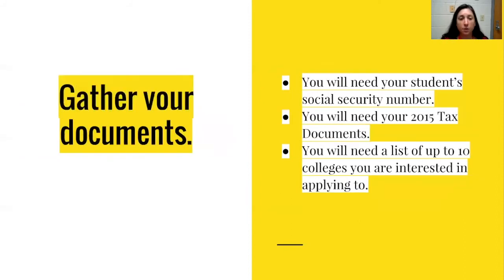Another great thing to do before October 1st is just to get your documents in order, gather your documents. You'll need your student's social security number, which I'm sure most of you have access to. You'll need your 2015 tax documents. The FAFSA website does auto-populate the information, but it's really good if you can verify that they pulled the correct information about you and your income. And then you'll need to have a list available of up to 10 colleges that you're interested in applying to.